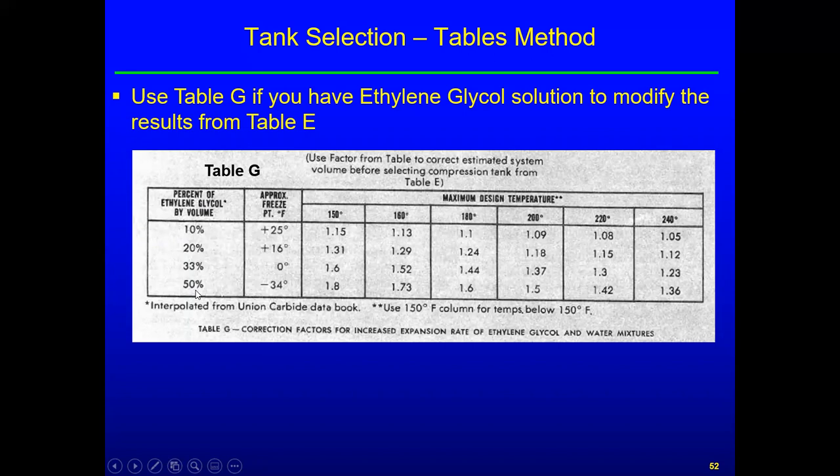And then for the maximum design temperature, you just pull the factor. And note, there's this double asterisk here: use the 150 F column for temps below 150. So even if it's not this high, go ahead and use this and you'll be conservative. Interpolated from Union Carbide's data book. I guess Union Carbide knows something about ethylene glycol. I would expect so. I think they probably manufactured it.